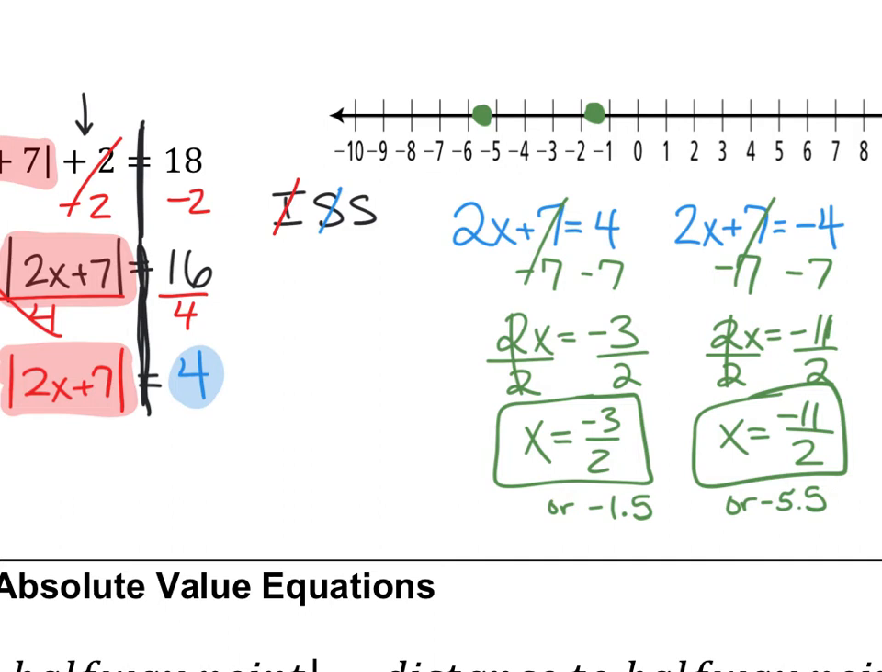Comments, questions, concerns about solving. It's the isolate, separate, solve steps. No, we okay?